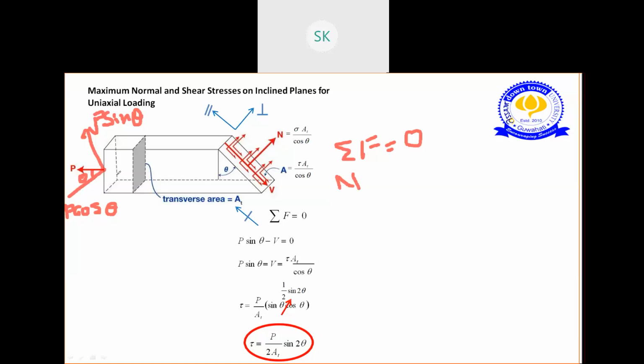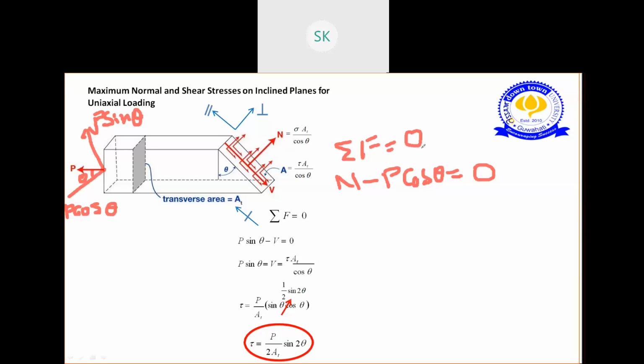Again, these are the perpendicular forces, but the direction is different. This is acting in this direction. I have taken this one as positive, so I'm taking this one as negative. So N minus P cos theta equals 0. Clear with this equation?